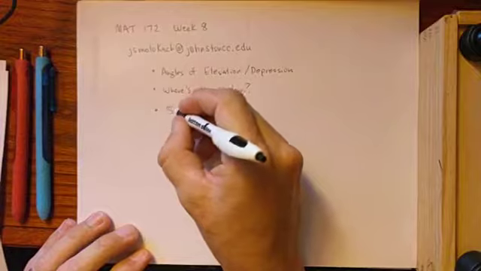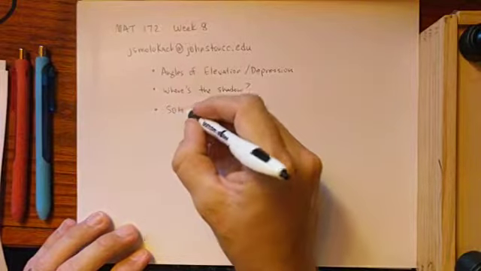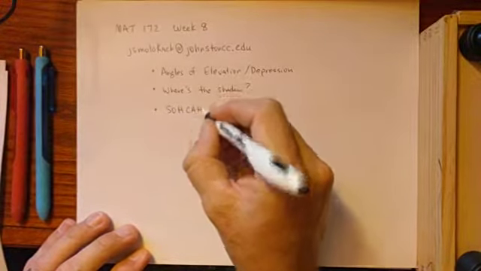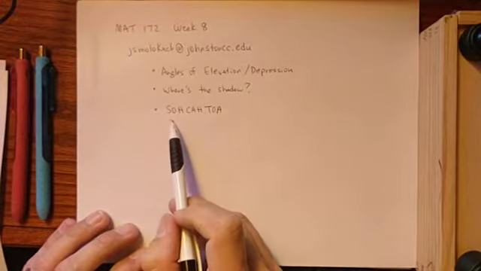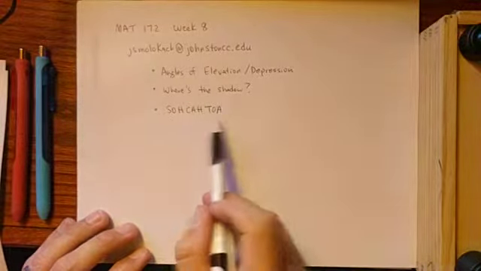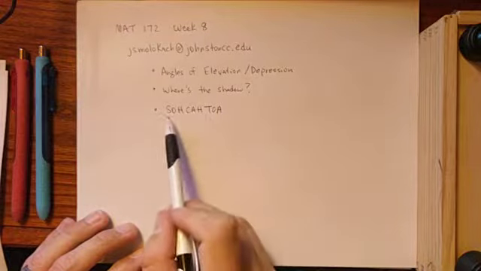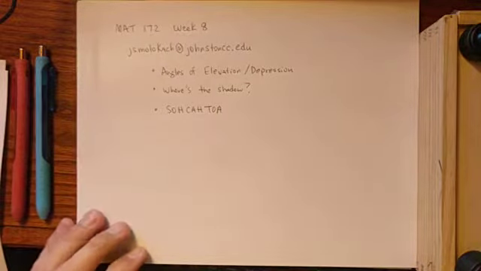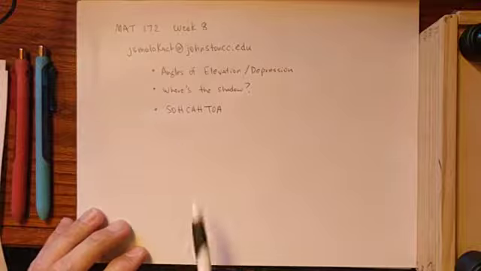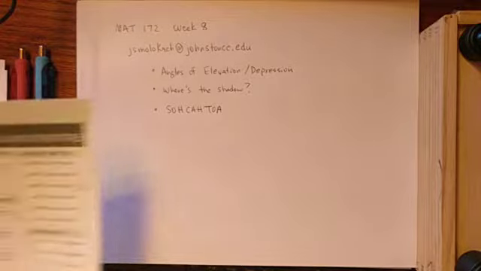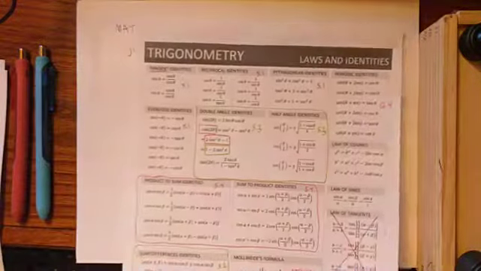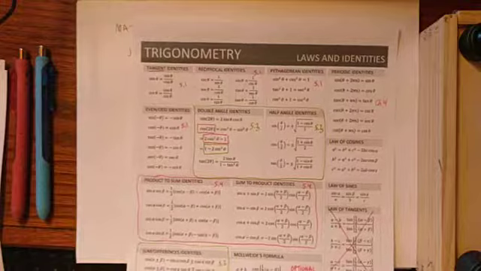And a reminder of sine equals opposite over hypotenuse, cosine's adjacent over hypotenuse, tangent's opposite over adjacent. Whenever we're solving problems with right triangles and an angle is involved, you're going to need to make sure that you remember those trig ratios. Another thing I should remind you of is your trigonometry laws and identity sheet that we've been working in.